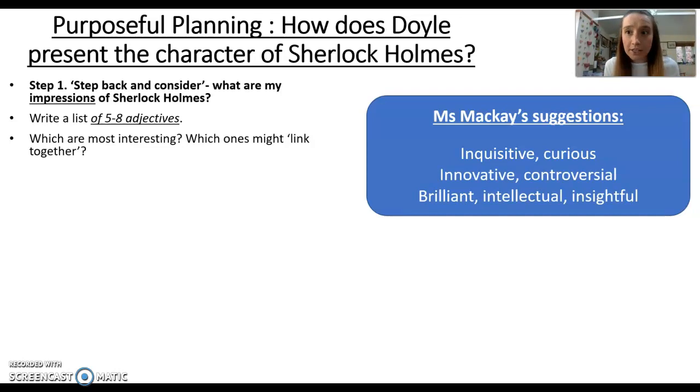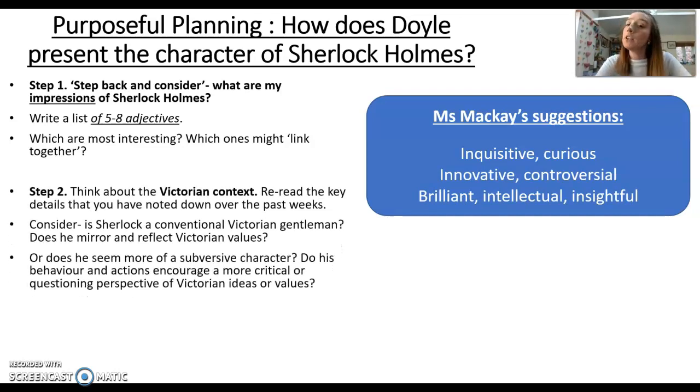So once you've got your adjectives, and you're going to come up with your own in a task below, you need to step back again and you need to think about why Sherlock is presented in this way. So how is he presented? He's presented as inquisitive, curious, and controversial.